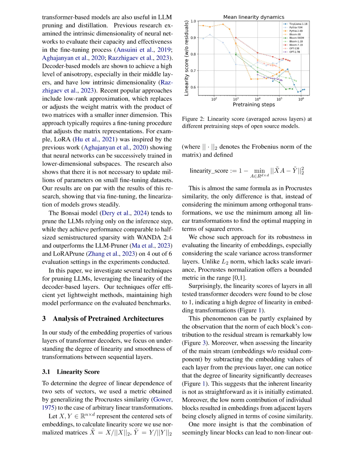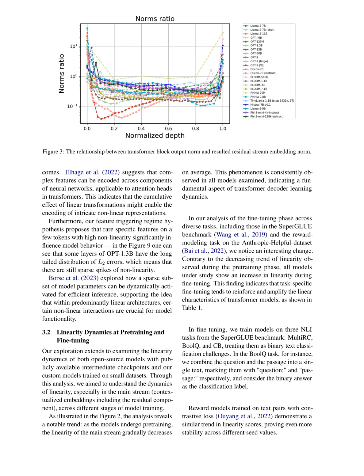This approach provides a robust evaluation of the linearity of embeddings, considering the scale variance across transformer layers. The analysis reveals a high degree of linearity in the embedding transformations of all tested transformer decoders, with scores close to 1, indicating almost perfect linearity. The method also explores the dynamics of linearity during pre-training and fine-tuning stages, showing a gradual decrease in linearity during pre-training and an increase during fine-tuning.